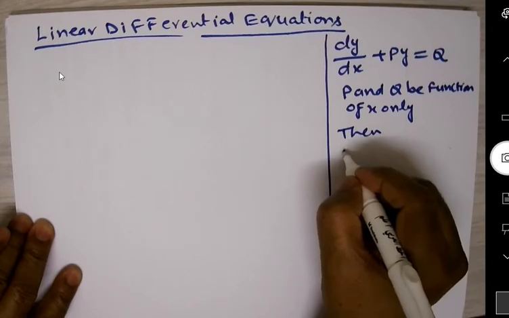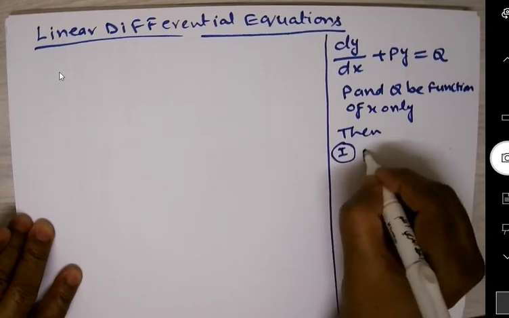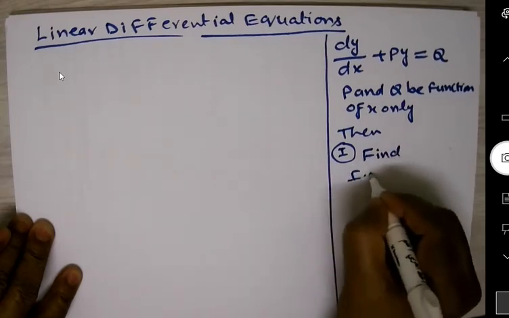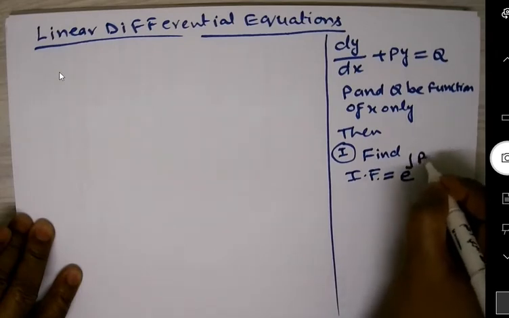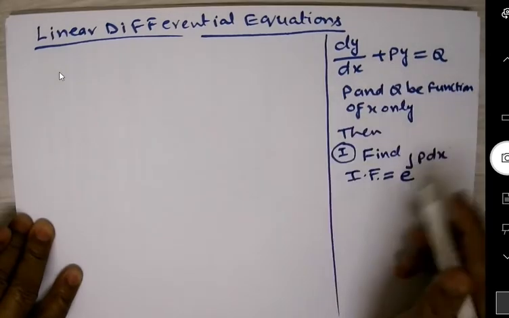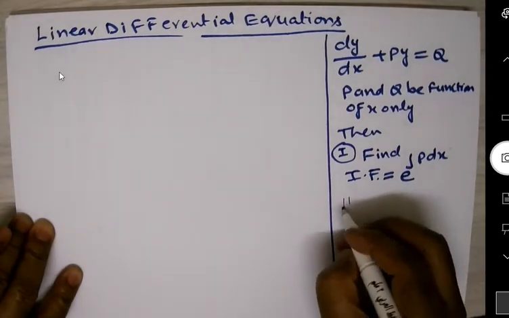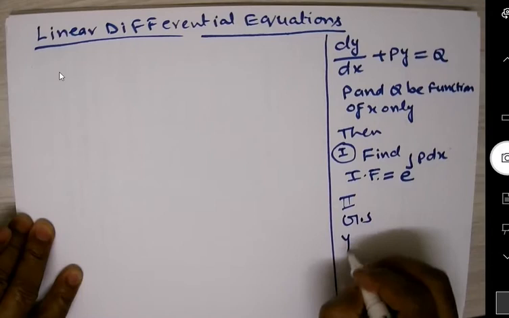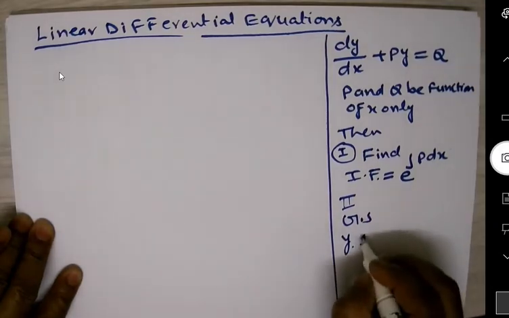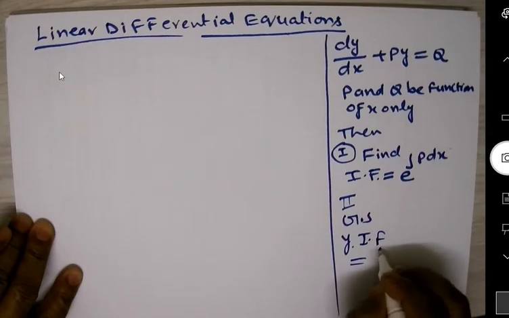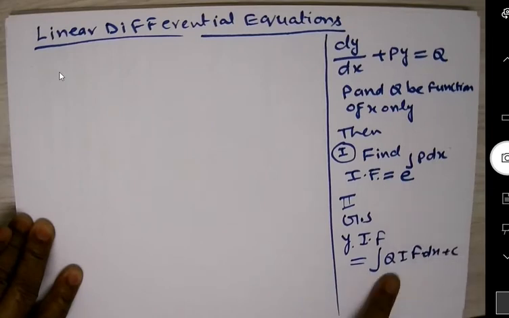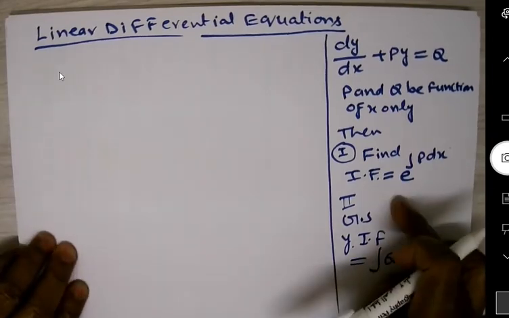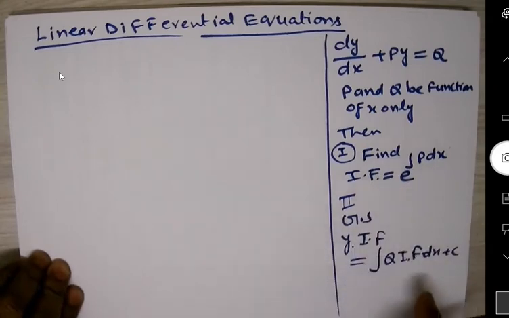Then two steps we have to follow. First step is find the integrating factor. What is integrating factor? This will be equal to e raised to the power integration p dx. It means calculate the value of p from here and integrate it. Then second step is general solution. General solution is y times integrating factor equal to integration q into integrating factor dx plus c. That means whatever value of integrating factor you got from here, you have to substitute and simplify. That is your general solution.